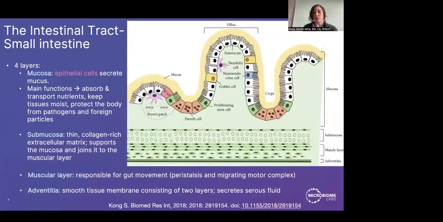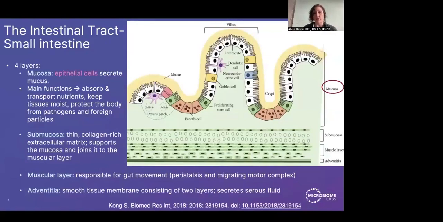So there's 4 layers. We start out with the mucosa, which is where you have the epithelium. So that single cell layer that you're looking at here, those are your epithelial cells. And they participate in many different things. We'll break it down on the next few slides, but part of it is to secrete mucus. And the main functions of the mucosa are really to do a lot of that absorption and transport of nutrients, protecting the body from pathogens.